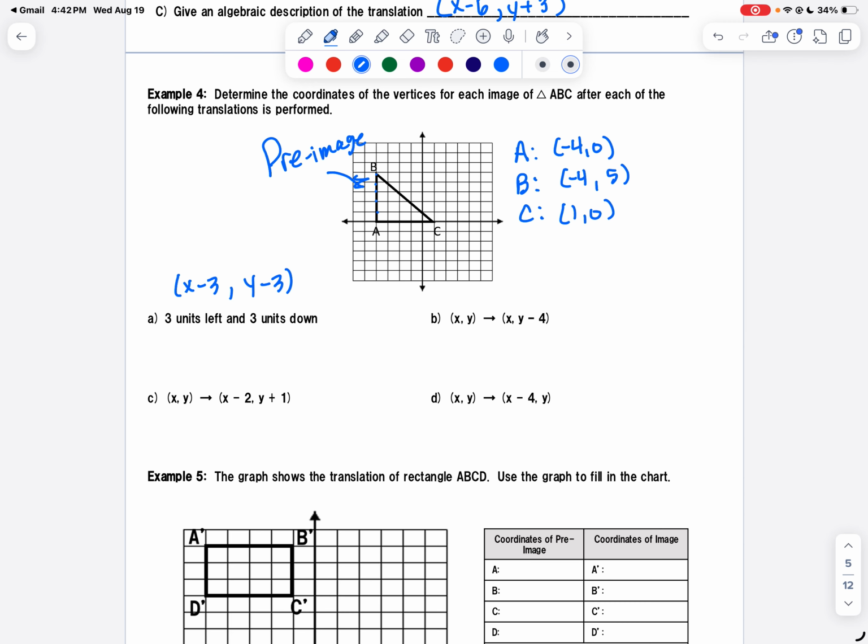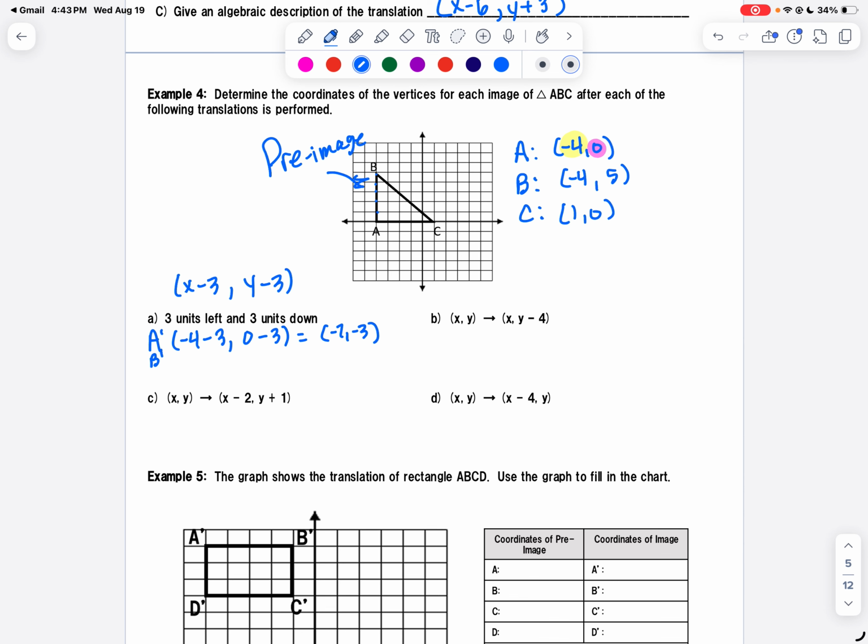So what I'm going to do is I want to focus in, let me highlight it, on my original x value, -4. Okay, so A prime, my original x value was -4, and we're going to decrease it by 3. My original y value was 0, and we're going to decrease it by 3. So that means our new A prime would be -4 minus 3 is -7, and 0 minus 3 is -3. So the coordinates A prime would be -7, -3.